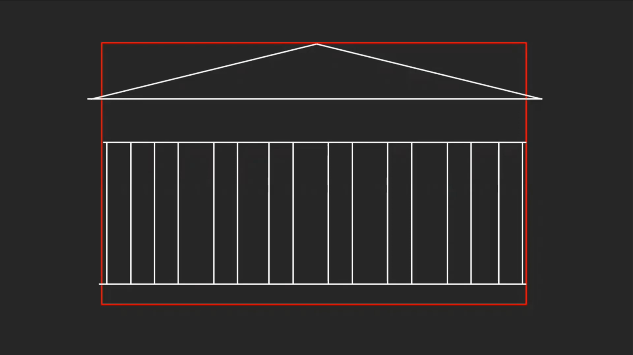Proportion is ratio. It is the comparison of size, measures, or magnitude of this to that. In this case, the height of our format is a ratio of 1 to the length or width being a ratio of 1.618.